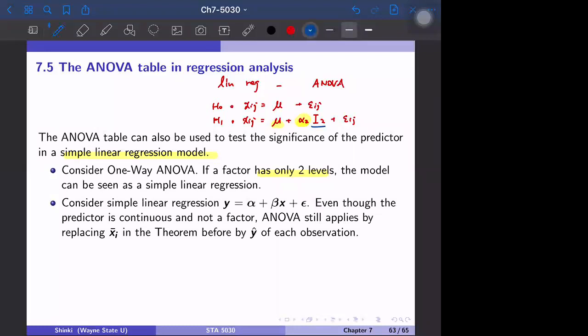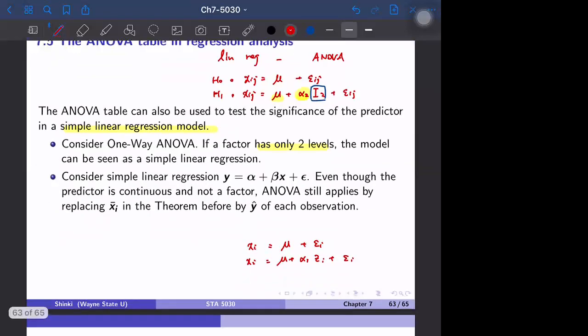But even if this variable is not a predictor, as in the usual linear regression, that is x_i is equal to mu plus alpha 1 times z_i plus epsilon_i, we can still apply the analysis of variance. And if we apply the ANOVA table for this one, we have to make some adjustment.